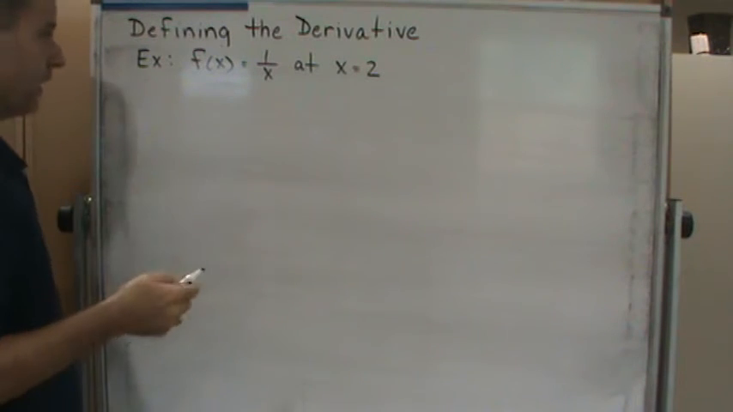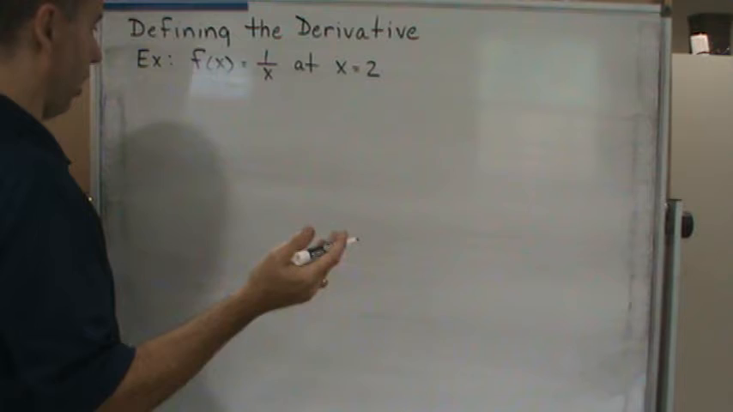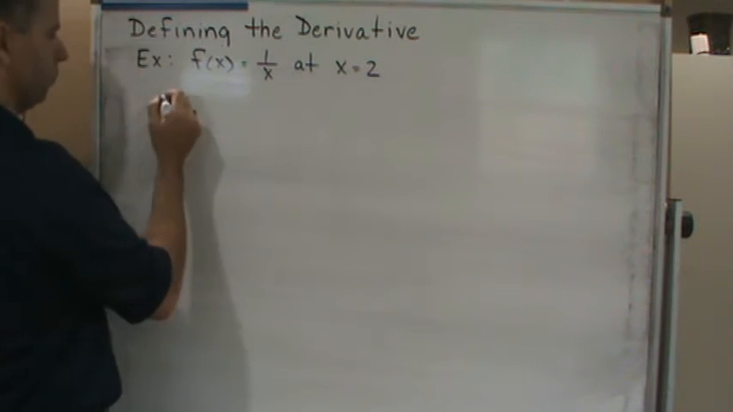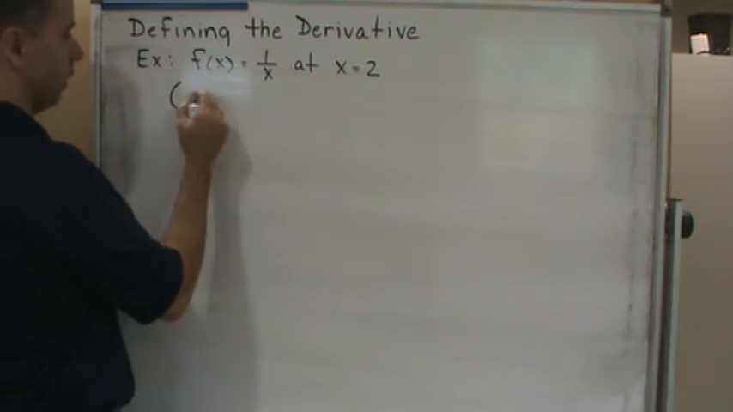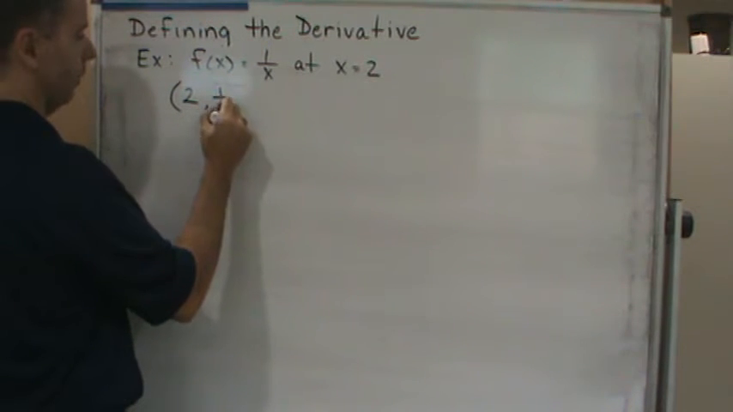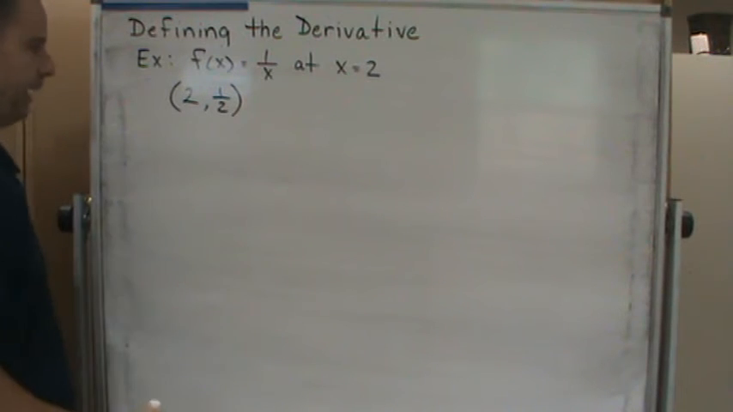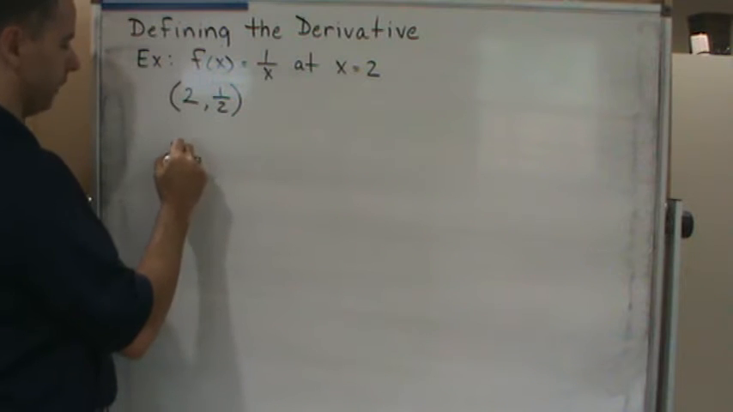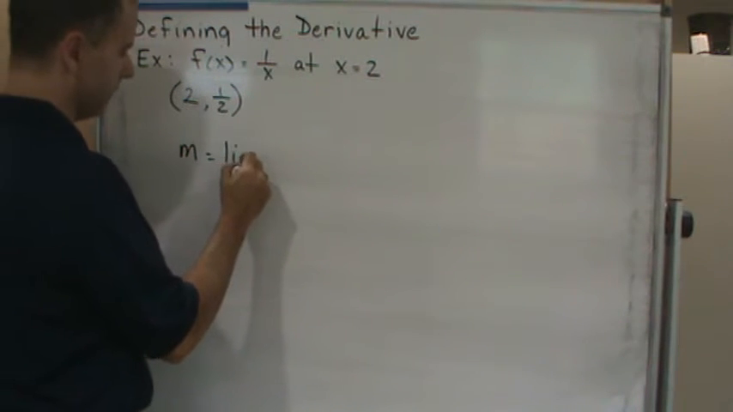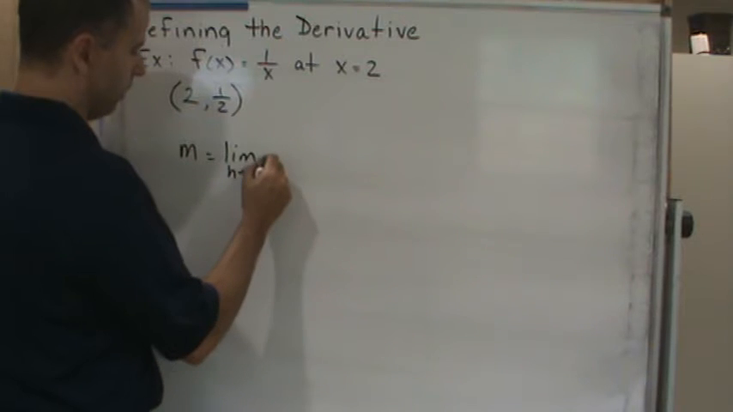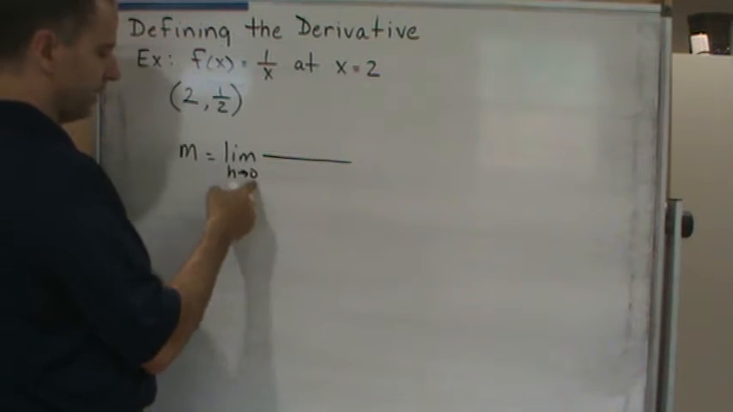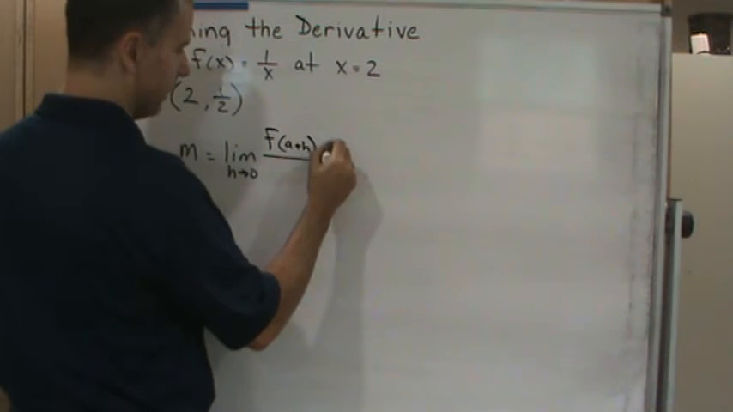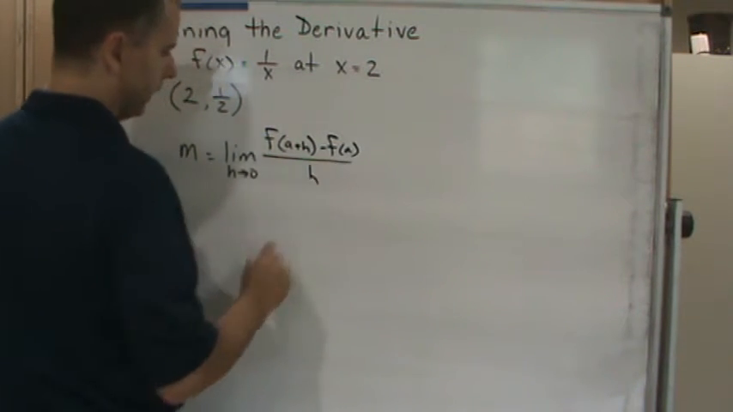First thing I'm going to do is figure out what point we're going through, because we need to know the point. Well, x is 2, so the point is going to be (2, 1/2), because f of 2 is 1/2, right? So this is the point. Now we just need to calculate the slope. So m equals the limit as h approaches 0 of what? Since I'm using h, it's going to be f of a plus h minus f of a, over h.